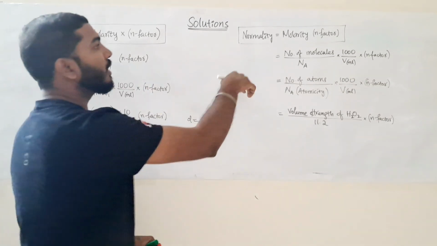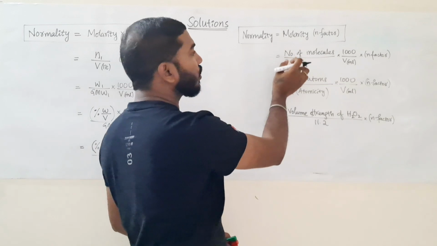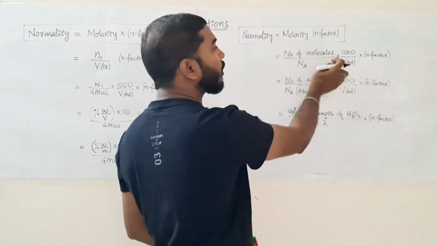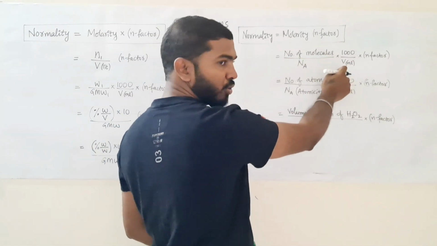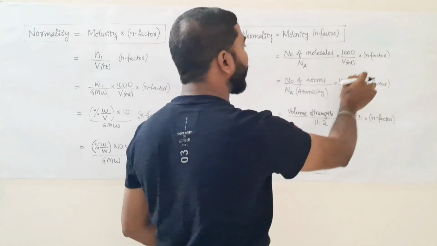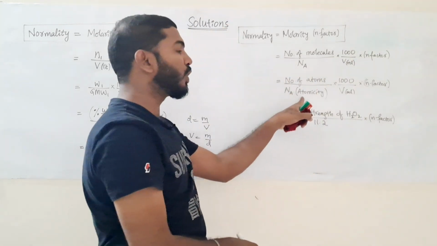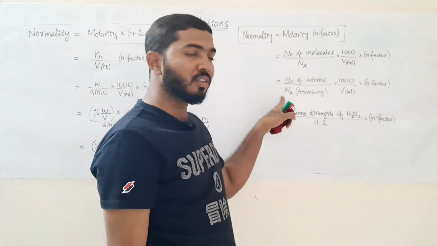Hope it is clear. And next we can also write number of molecules by Avogadro number into 1000 by volume of solution in milliliters into n factor. In terms of atoms, we need to consider atomicity. So this is the formula.